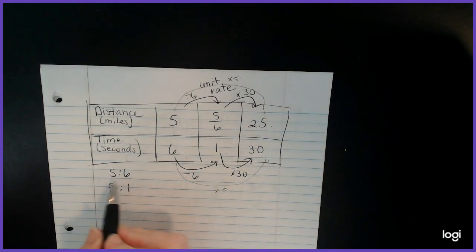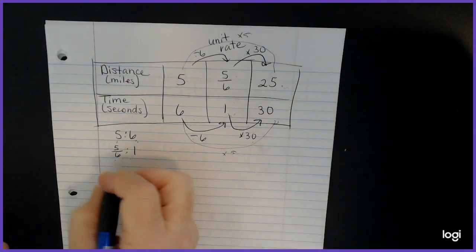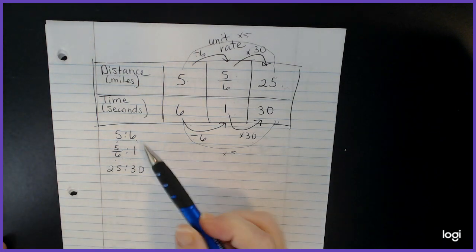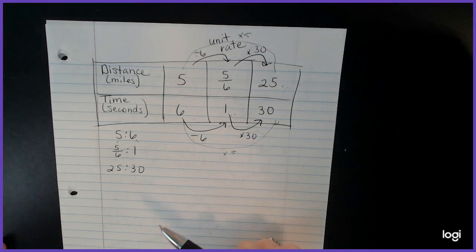So the equivalent ratios that we have are 5 to 6, 5/6 to 1, and our last one is 25 to 30. We learned in the last lesson that all 3 of these ratios or rates are equivalent to each other.